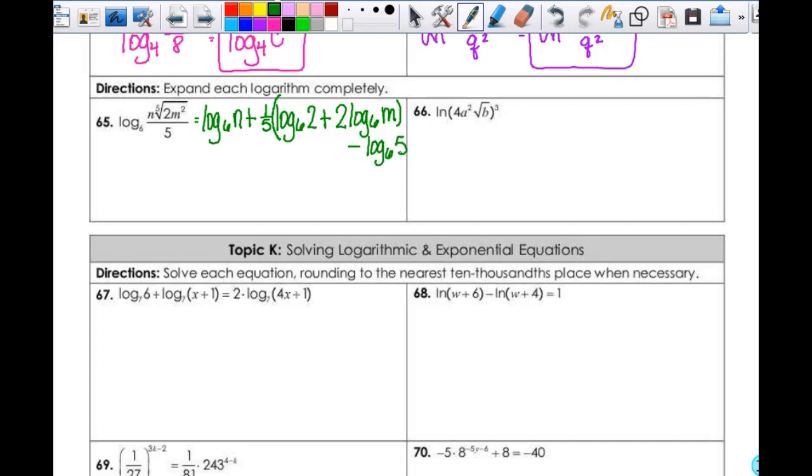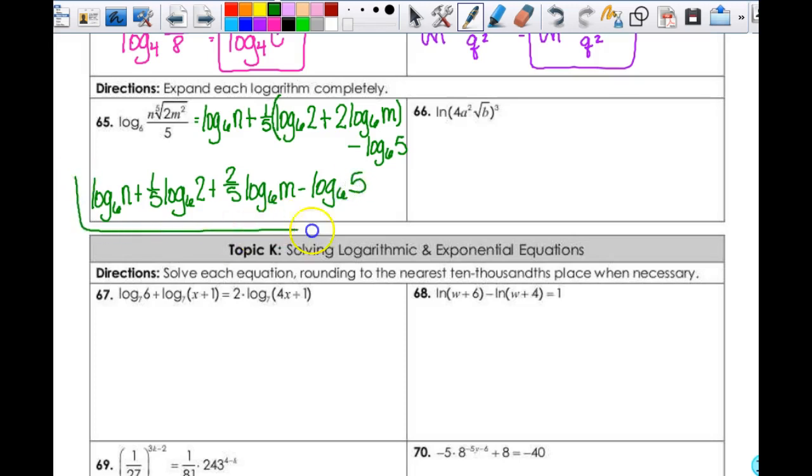Okay, then I need to distribute that 1/5, so that'll give me log base 6 of n plus 1/5 log base 6 of 2 plus 2/5, because I'm distributing this 1/5 in there, 2/5 log base 6 of m minus log base 6 of 5. There are, of course, different ways for you to get to that point. If you'd have distributed the 1/5 to begin with, you may not have had parentheses within there, but that's what you get in the end there.